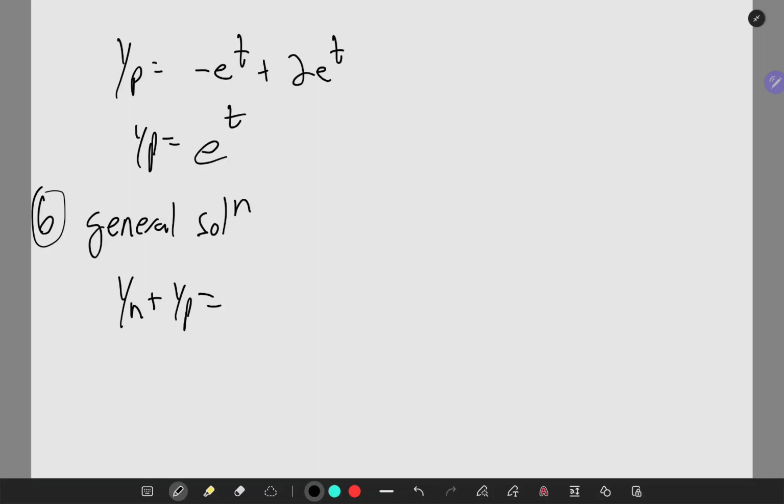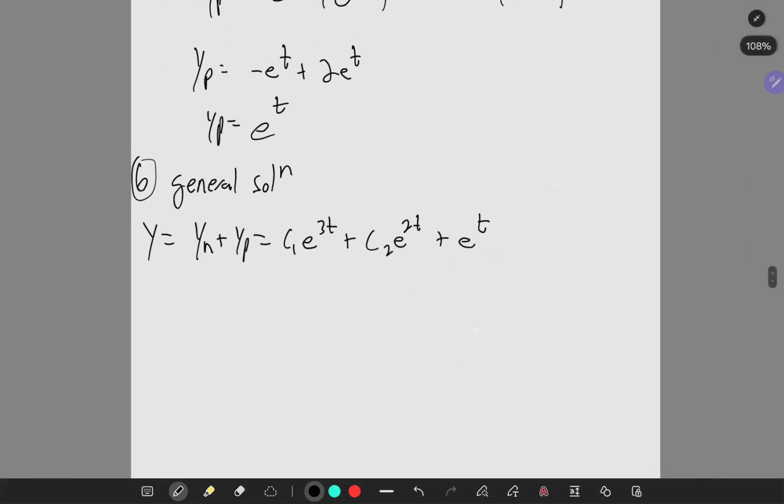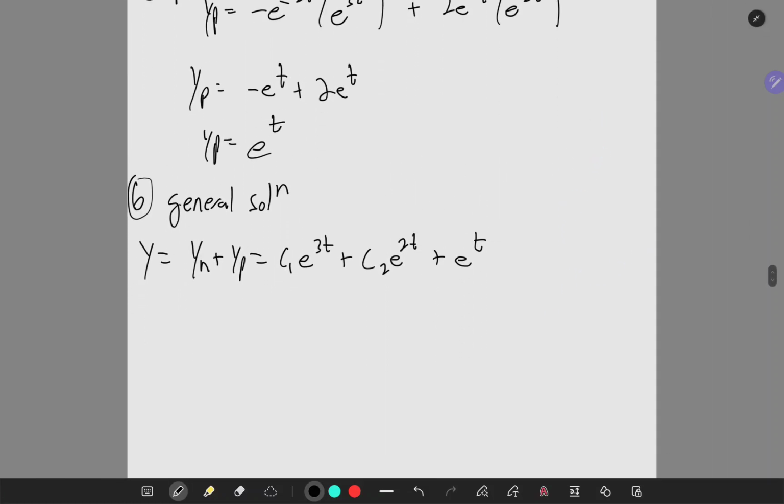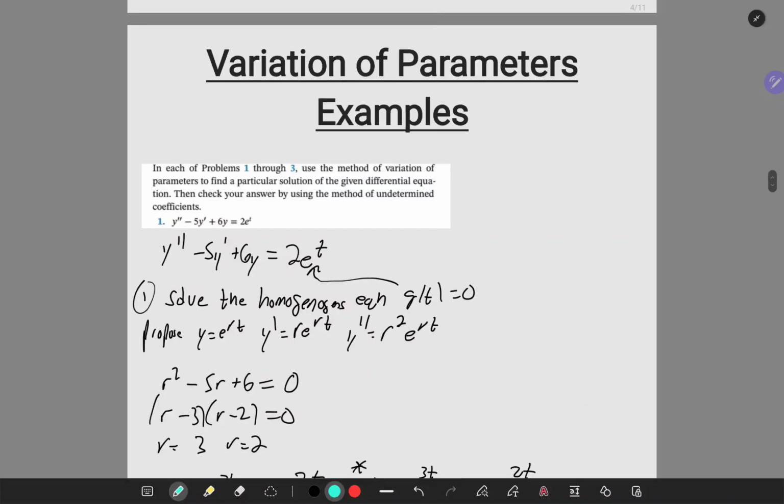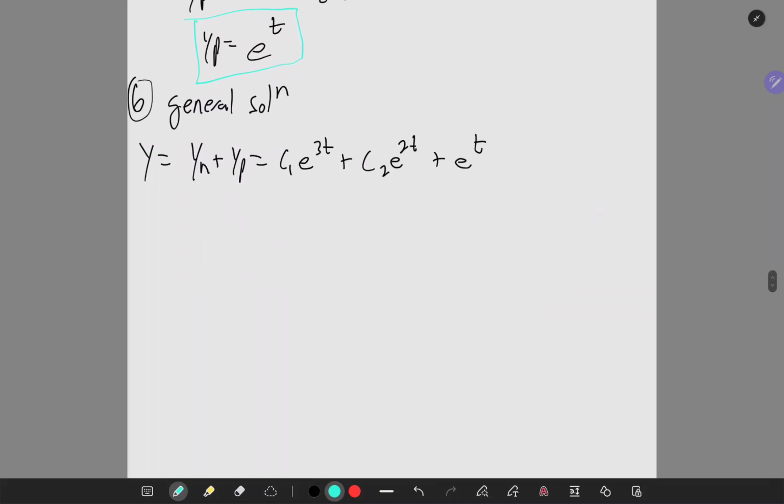Which would then be c1 e to the 3t. Remember, this was the y sub h we got all the way back in the beginning. And then we just add y sub p, right? And this is just y is equal to. Now, this is the correct general solution, and that's our correct particular solution. This is what the problem asked for. But now it asks to check our solution by using the method of undetermined coefficients. So let's do our check.